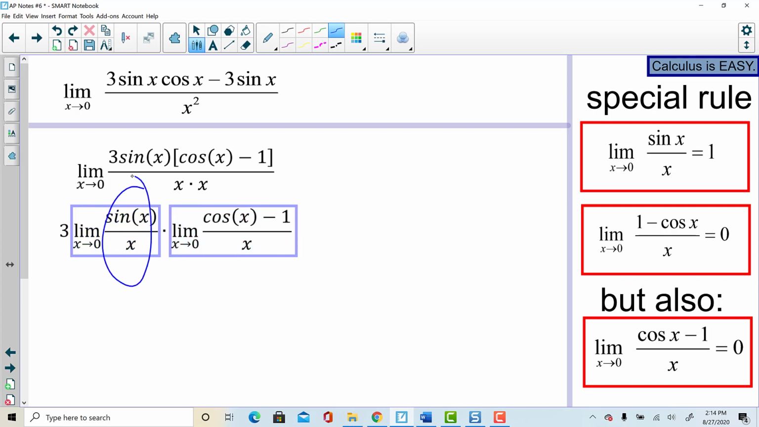Now remember, for this one, it can be upside down. It can be x over sine, and that would be fine. For this limit, you can switch the order. It can be cosine minus 1, or it can be 1 minus cosine.